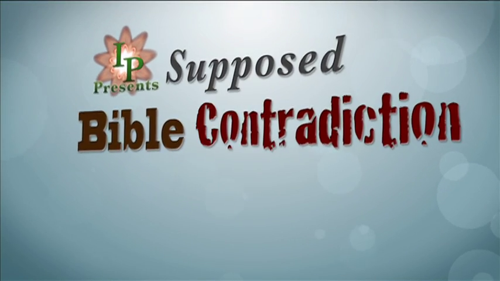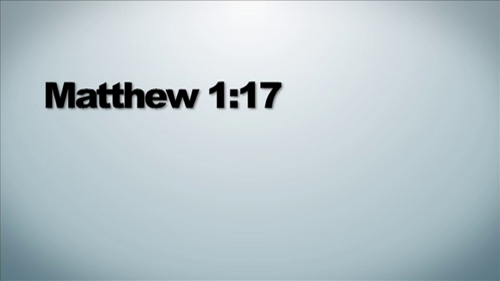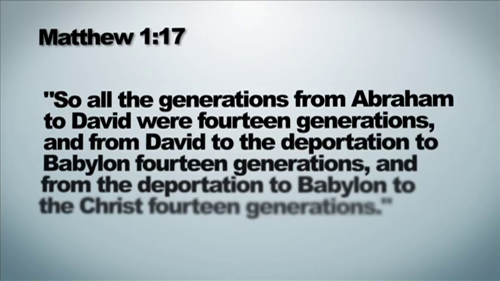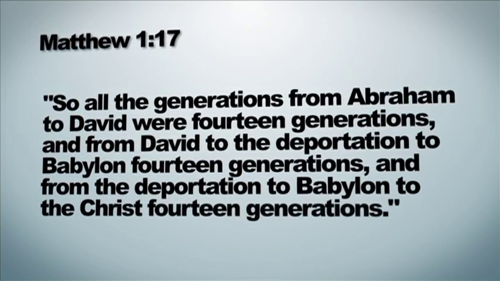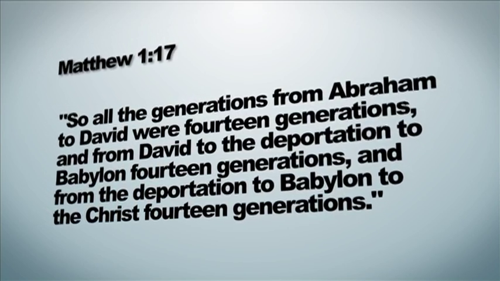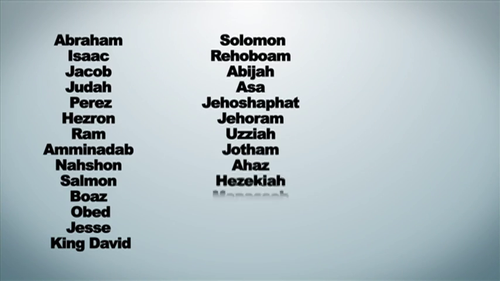Supposed Bible contradiction: Matthew's genealogy versus Old Testament genealogies. Matthew 1:17 reads, "So all the generations from Abraham to David were 14 generations, and from David to the deportation to Babylon, 14 generations, and from the deportation to Babylon to Christ, 14 generations." However, if you count the names Matthew lists, there is a problem.